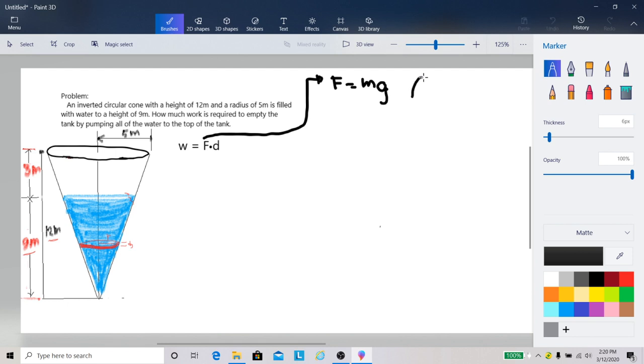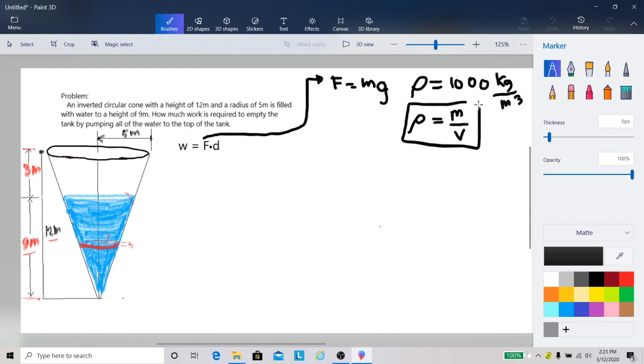is given to be the mass density, no? Mass density rho is equal to, this is a constant, 1,000 kilogram per cubic meter. Now, knowing the unit of this rho here, yung kilogram unit ng mass, yung cubic meter unit ng volume. Therefore, there we have it, the formula for rho, mass per unit volume. So if we want to get the mass, the mass will be equal to the volume multiplied by rho.